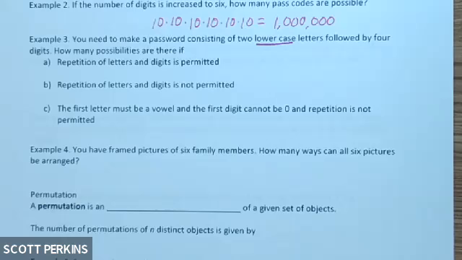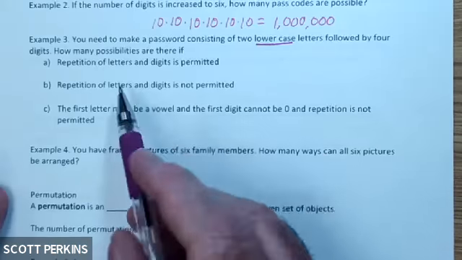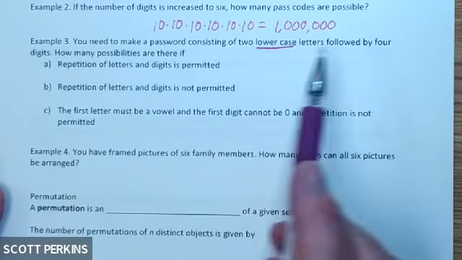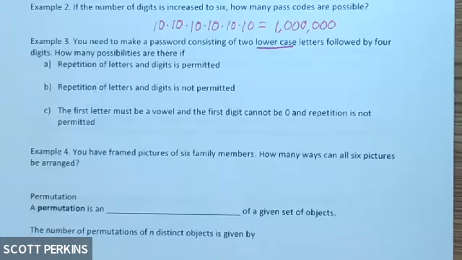Okay, so keeping that in mind, whenever you go to a website and they say you need to have at least 1 uppercase and things like that, they're trying to make more options to keep things more secure. Okay, so you're going to do a password consisting of 2 lowercase letters followed by 4 digits. So how many possibilities are there?